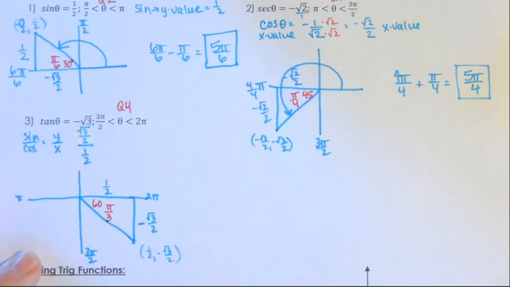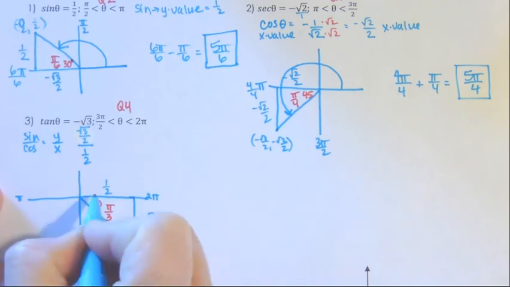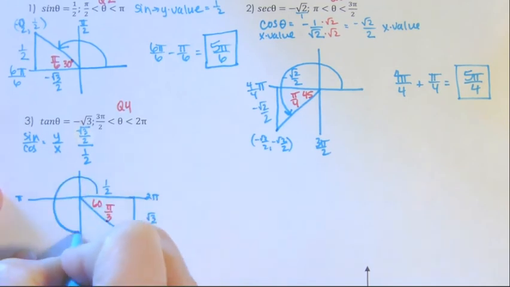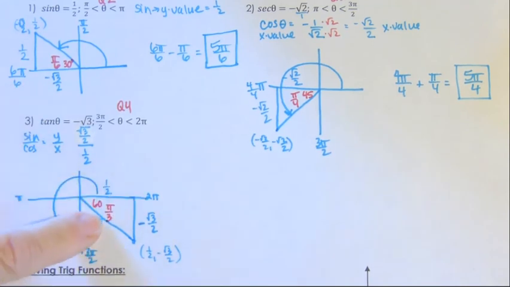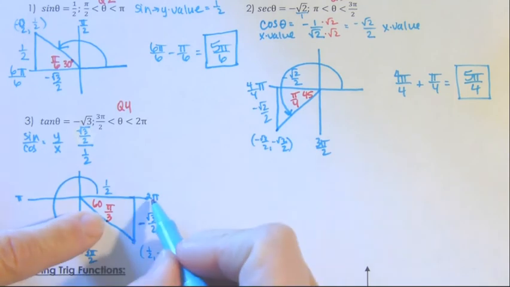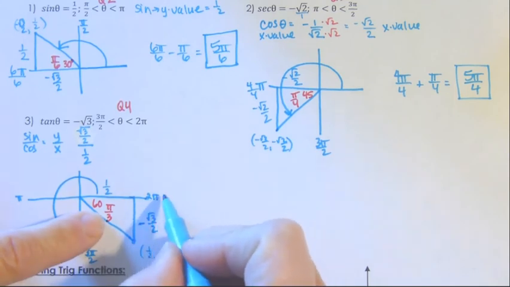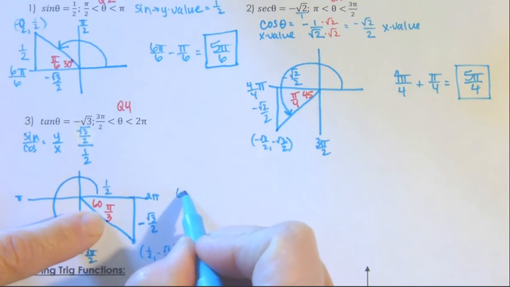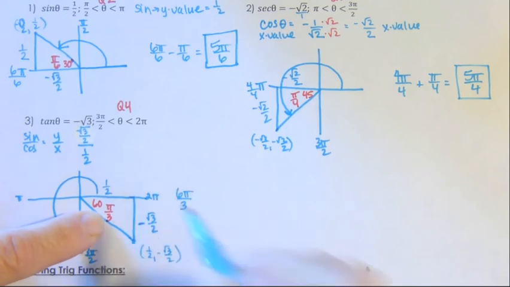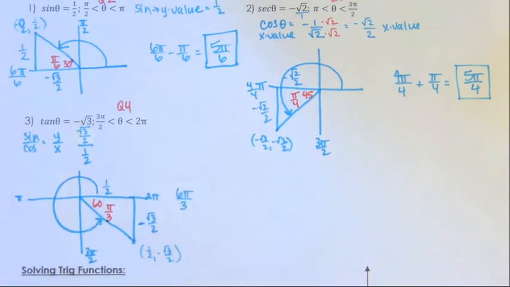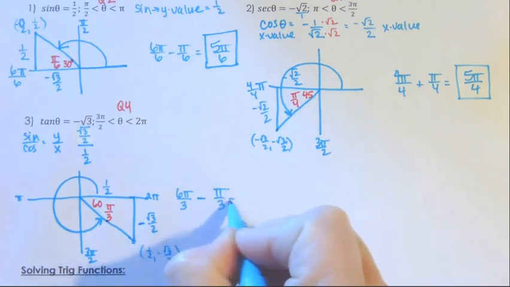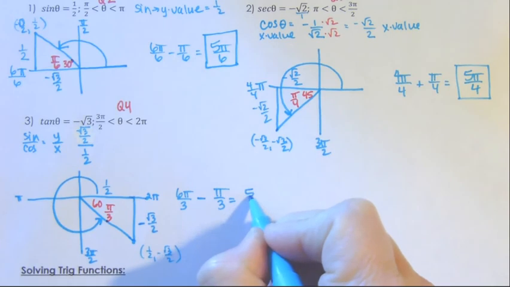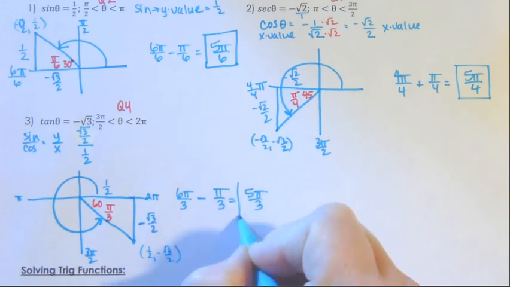So now what we need, we've got a reference angle of pi over 3, but I want to go all the way, I want to almost get to 2 pi. So since I'm dealing with a pi over 3, I want to change 2 pi to be a fraction over 3. So 6 over 3 is the same as 2 pi. It's not going to quite make it there, so I've got to do 6 pi over 3 minus pi over 3 gives me 5 pi over 3.